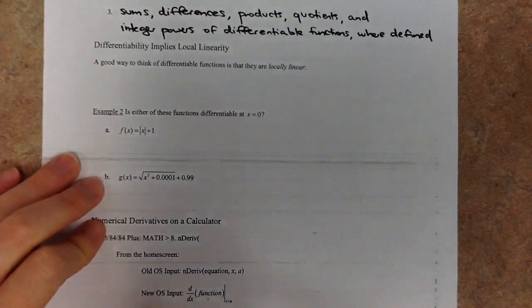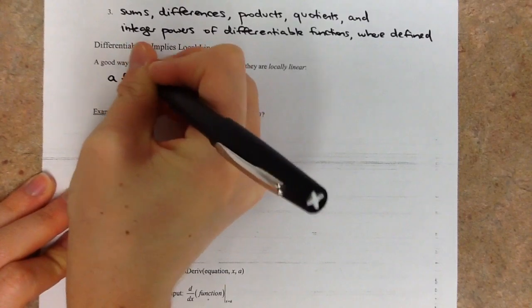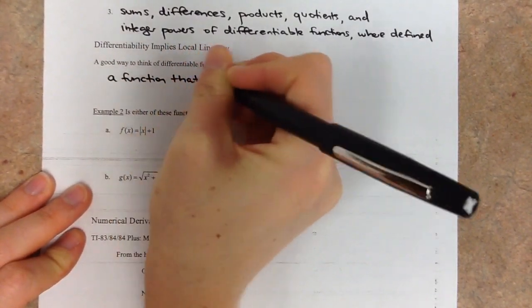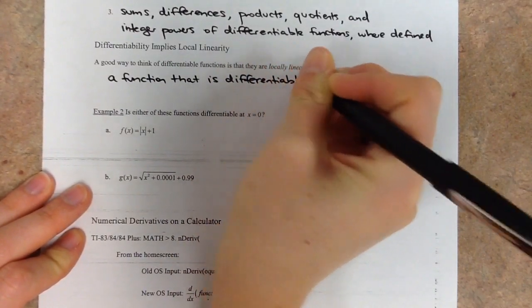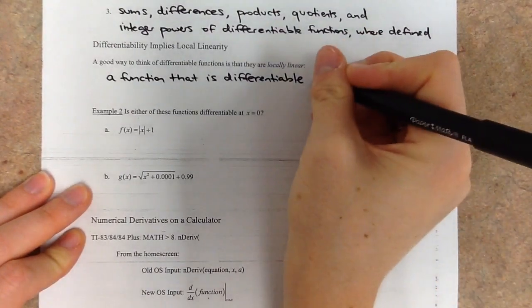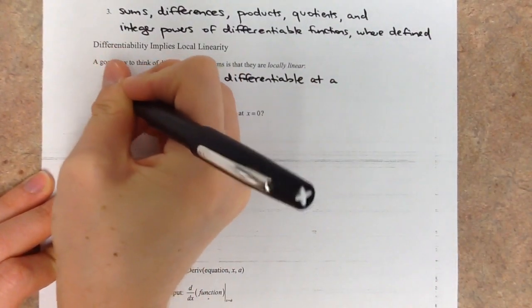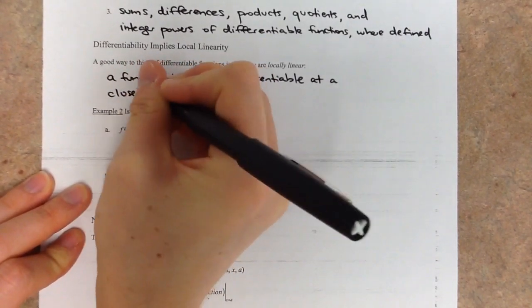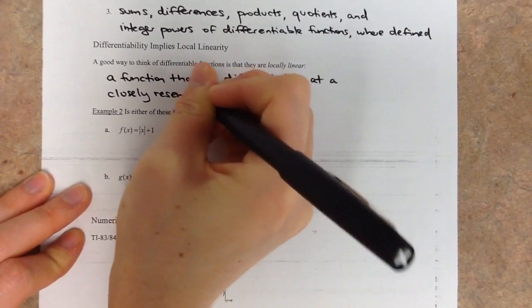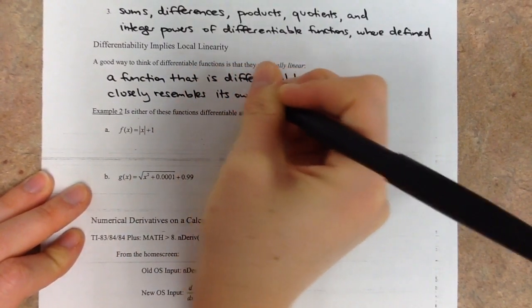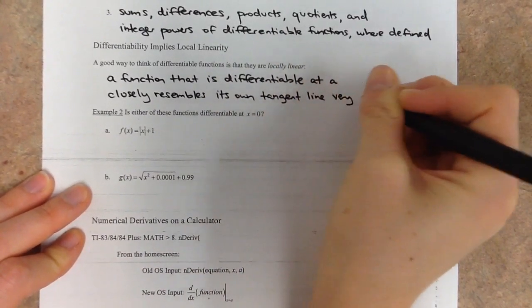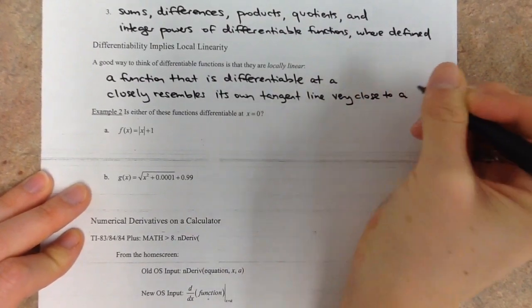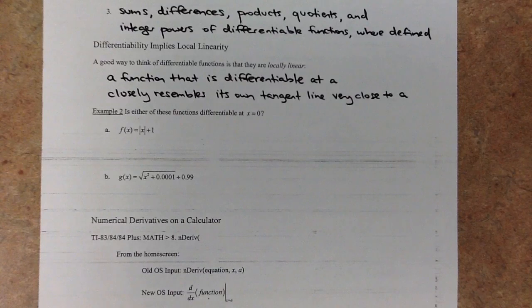So what this means is that a function that is differentiable at a closely resembles its own tangent line. Let's say very close to a. So a, remember, is an x value. That's where I'm trying to find the derivative. So this definition is going to feel a little bit weird until we look at the examples down below.